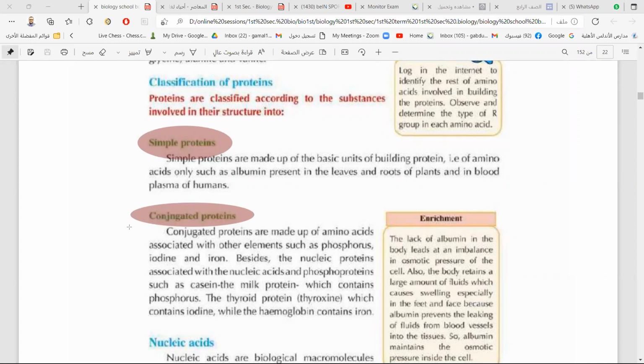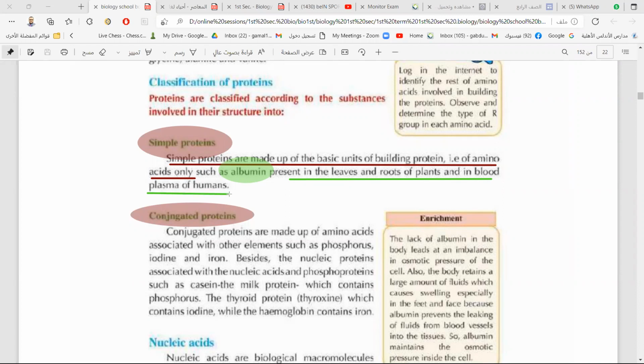What is the difference between simple proteins and conjugated proteins? The simple proteins are made of the basic building units of protein, amino acids only. An example of a simple protein is albumin, which is present in the leaves and roots of some plants and in the blood plasma of humans.